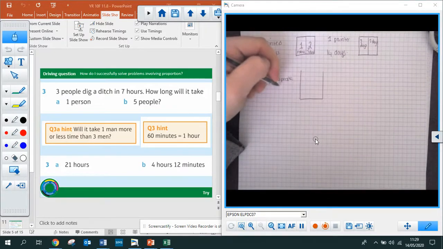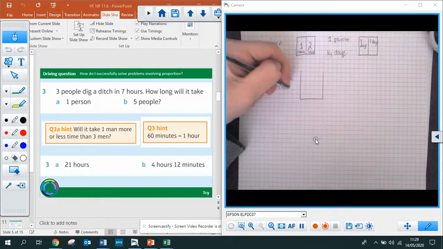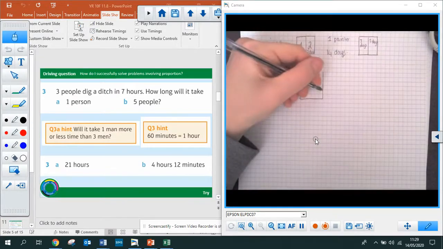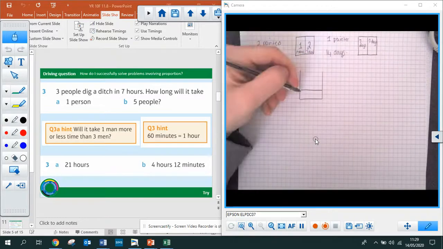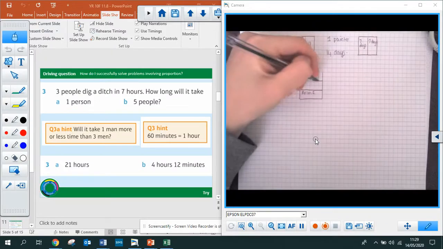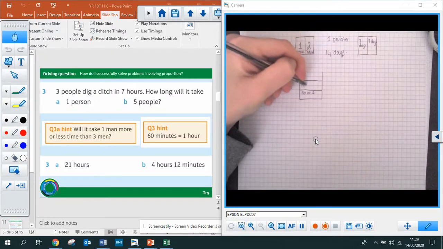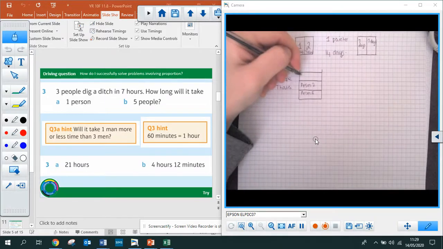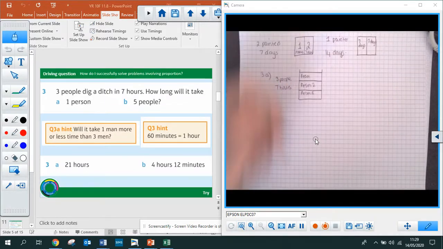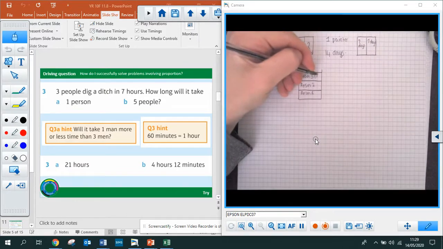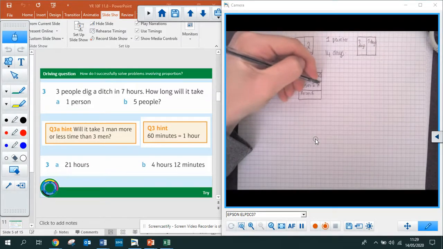7 hours. Okay, so if we split the work evenly, assuming that they do an even amount, this is person 1, that's how much he'll dig. This is person 2, and this is person 3. Okay, and it's taken each of them 7 hours to just dig their part.